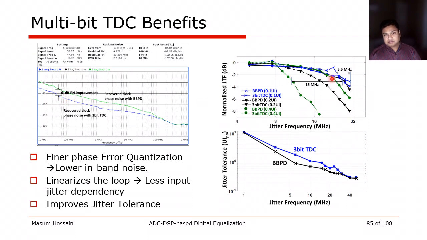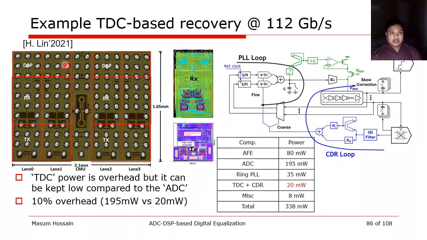Second, by linearizing the PD with multiple bits, the tracking bandwidth variation over input jitter also reduces, as it shows here, 3x reduction. And finally, the jitter tolerance also improves. Such techniques are also applicable at high speed as adopted in this 112 gig SerDes running with a 56 gigasample per second ADC.